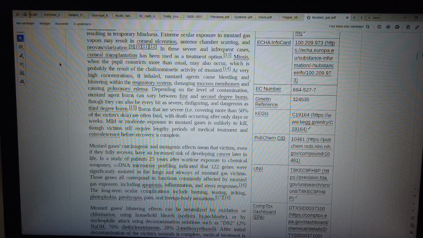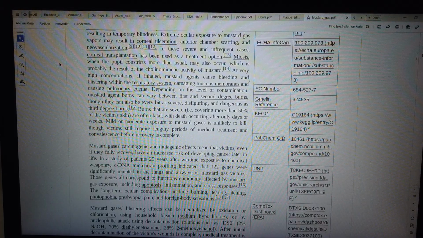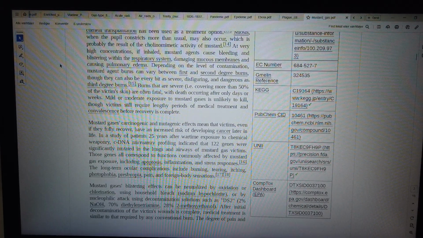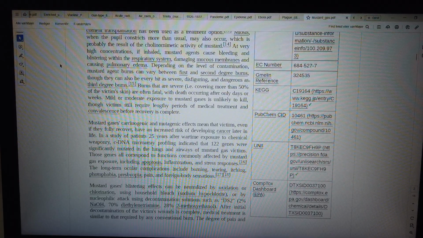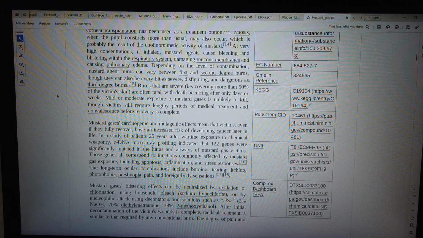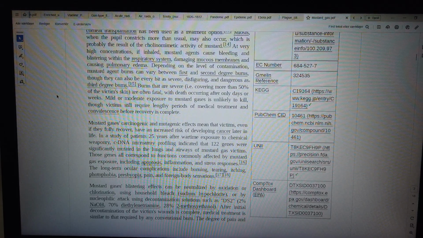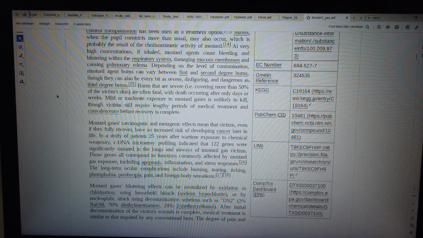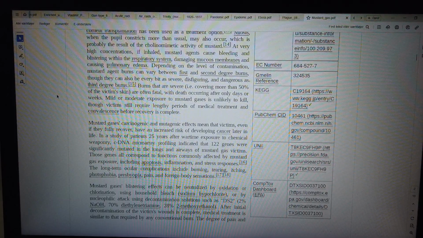Depending on the level of contamination, mustard agent burns can vary between first and second degree burns, though they can also be every bit as severe, disfiguring, and dangerous as third degree burns. 15. Burns that are severe, i.e. covering more than 50% of the victim's skin, are often fatal, with death occurring after only days or weeks. Mild or moderate exposure to mustard gases is unlikely to kill, though victims still require lengthy periods of medical treatment and convalescence before recovery is complete.